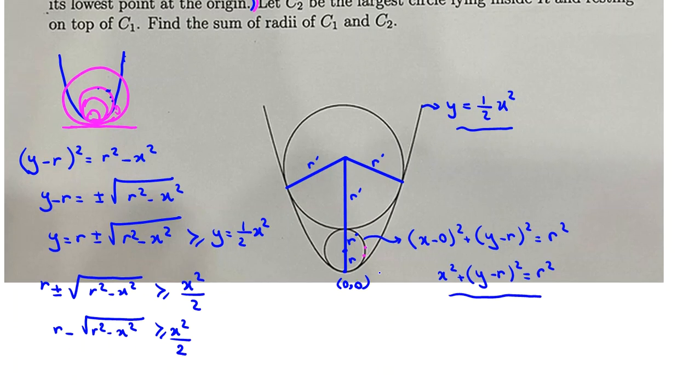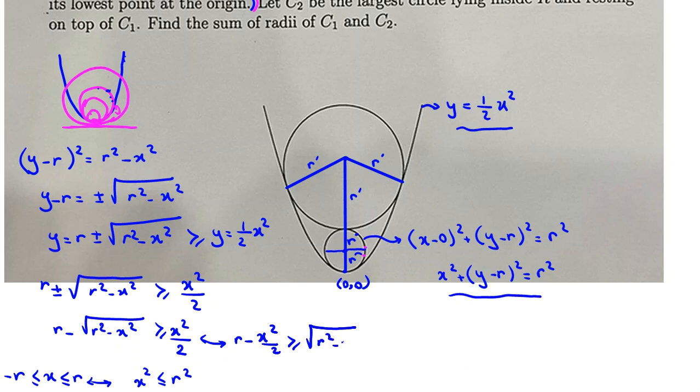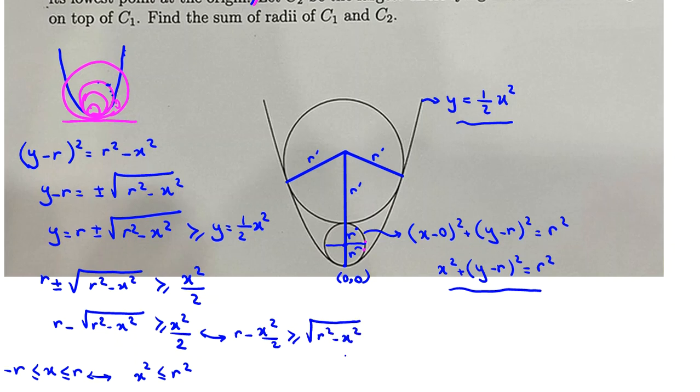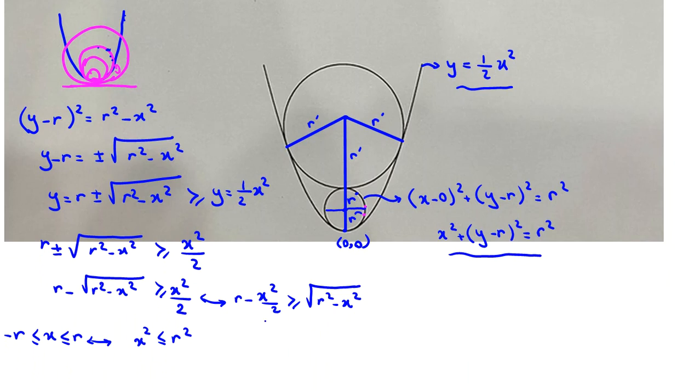Okay, here we can say x is between negative r and positive r, because the radius is r and the center is 0. So x squared is less than or equal to r squared. Now, here we know it is equivalent that r minus x squared over 2 is greater than or equal to root r squared minus x squared. So if we square, we should say it is positive. If it is negative, then contradiction, because negative cannot be greater. So another condition is that this one should be positive. So r minus x squared over 2 is greater than or equal to 0.